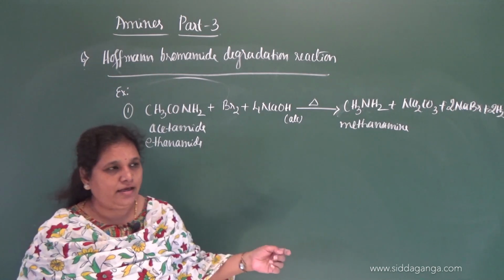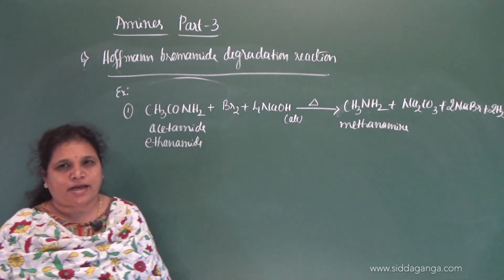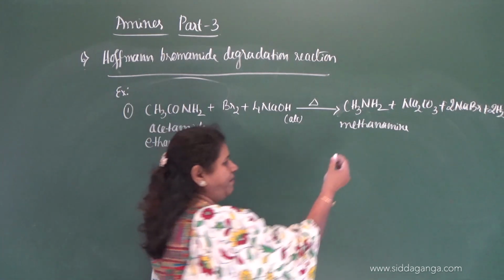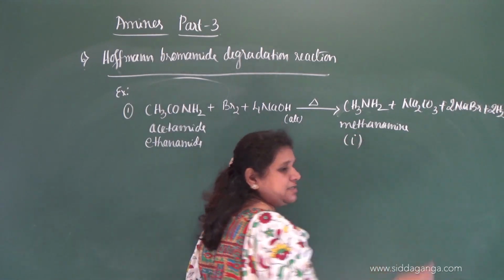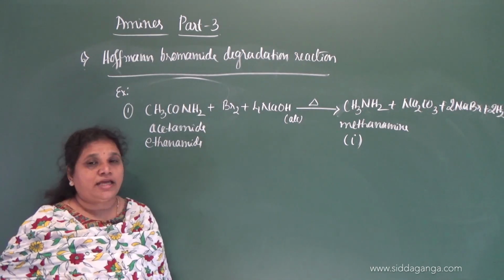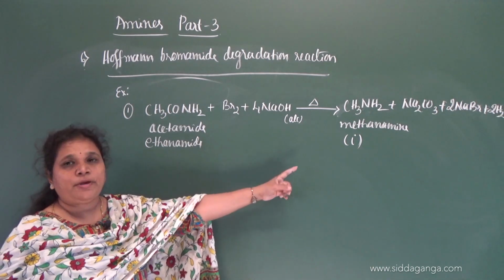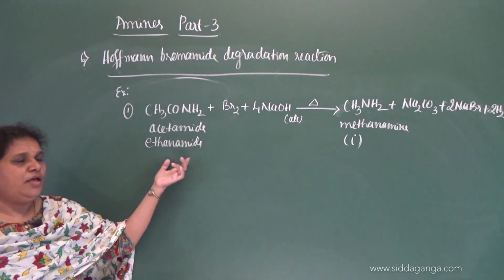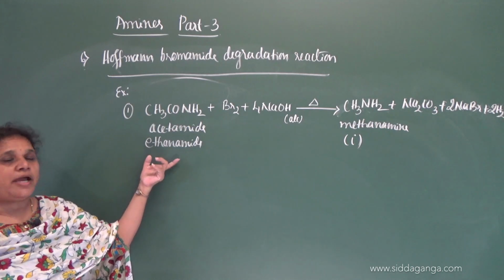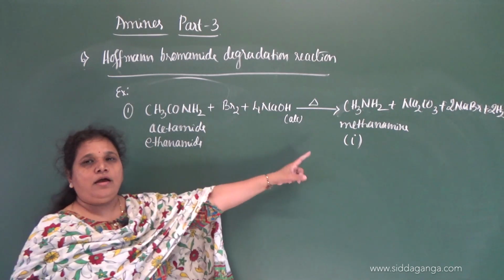Now consider here, ethanamide gets converted to methanamine. So methanamine is a primary amine. So there is a reduction of 1 carbon. Then how to prepare ethanamine? You have to take propanamide. How to prepare propanamine? By taking butanamide, means an amide containing 1 carbon atom more than the amine.